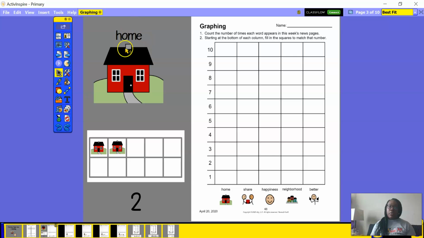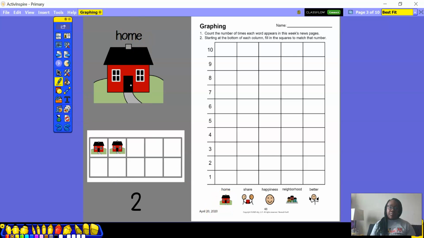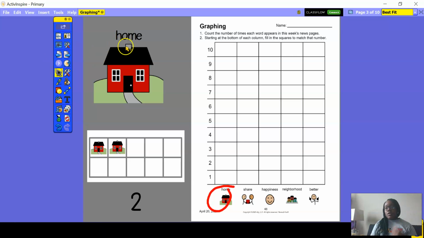So the first word was home, and this is home. So I'm going to circle home. Use my writing tool to circle home. I guess I use a different color. Home, right here. So that's the first word that we were looking for, and this is the picture. I just blew it up. So the word home was mentioned 2 times in our News to You story, Sharing Happiness.